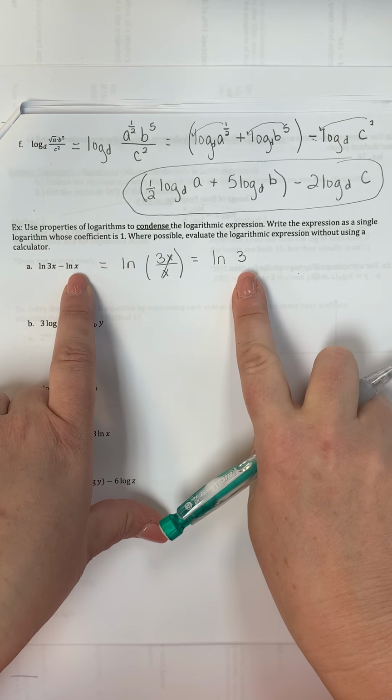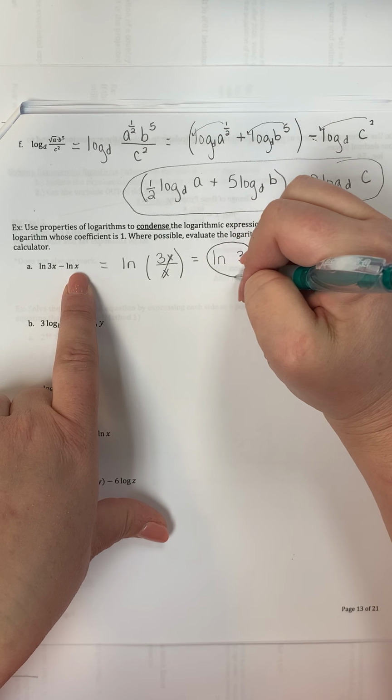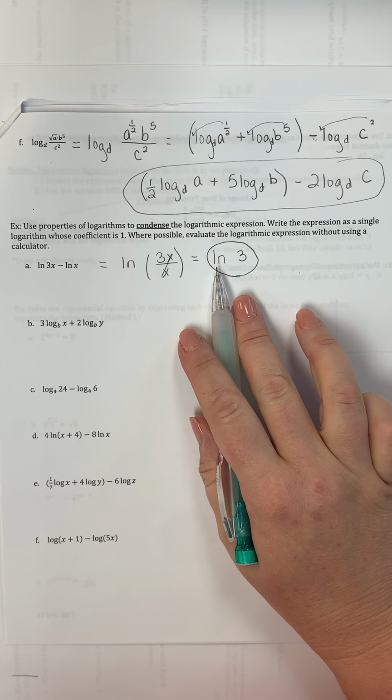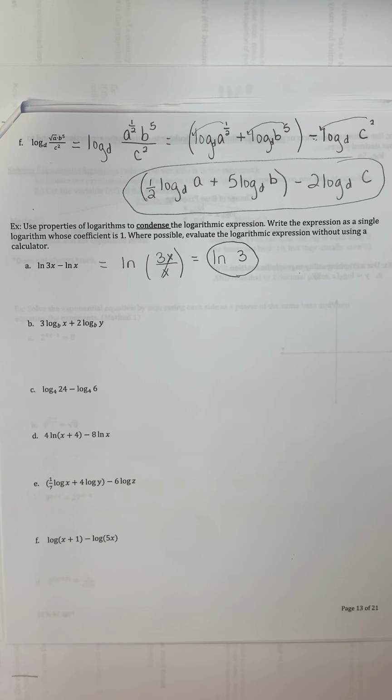I can try the natural log of 3 in my calculator. It gives me a decimal, so I'm done. I have 1 single log and I have a coefficient of 1. So that's how it's going to work, okay?